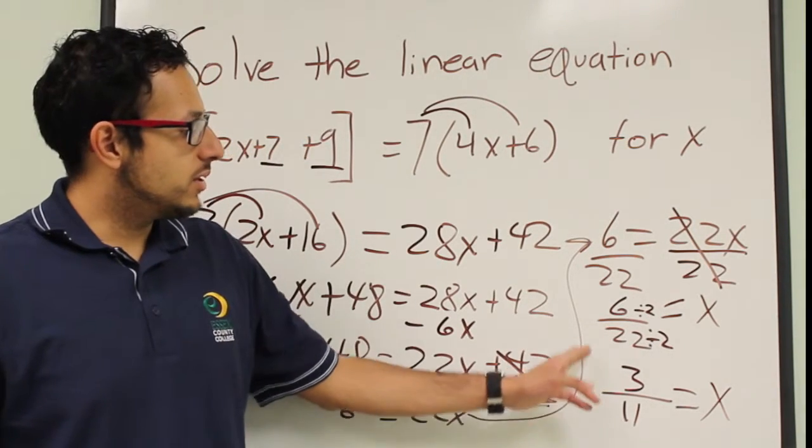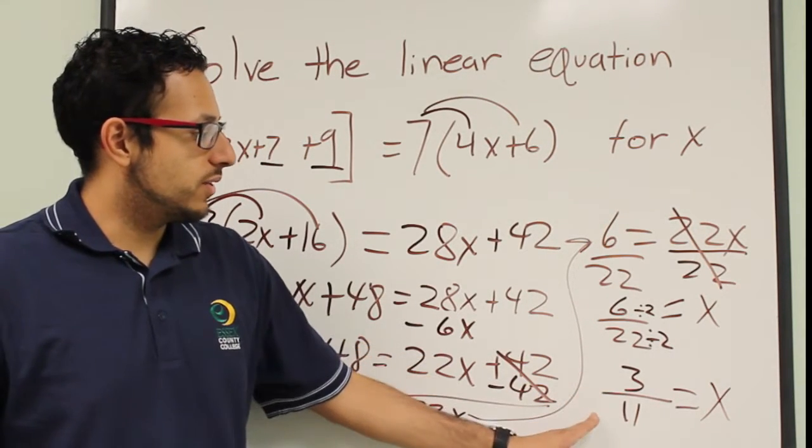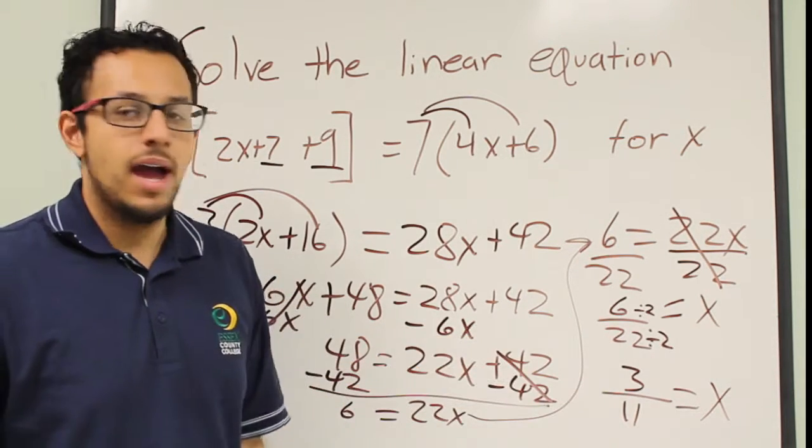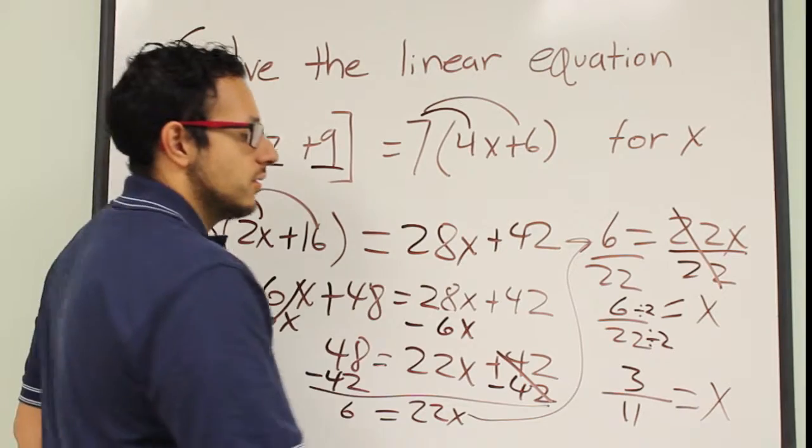So the simplified version of 6 over 22 is 3 over 11, because I just cut both 6 and 22 in half. So the answer is 3 over 11.